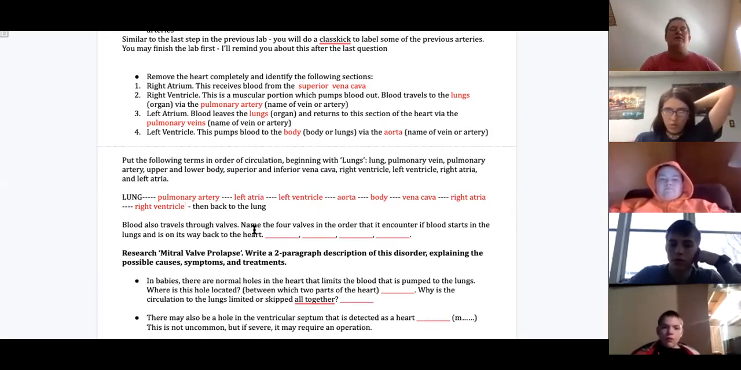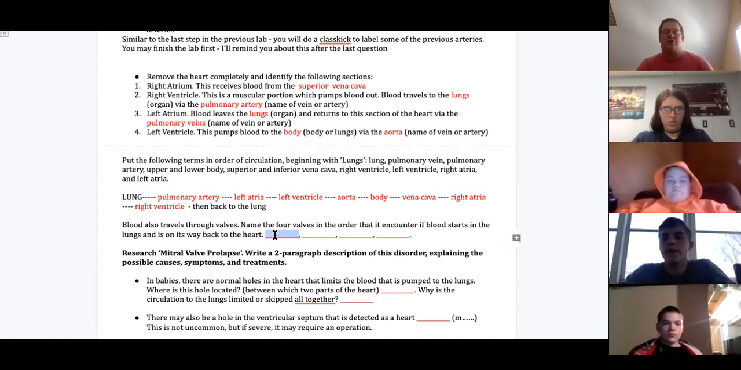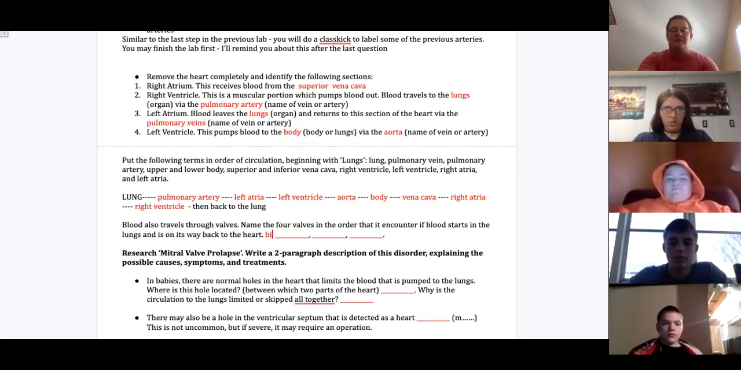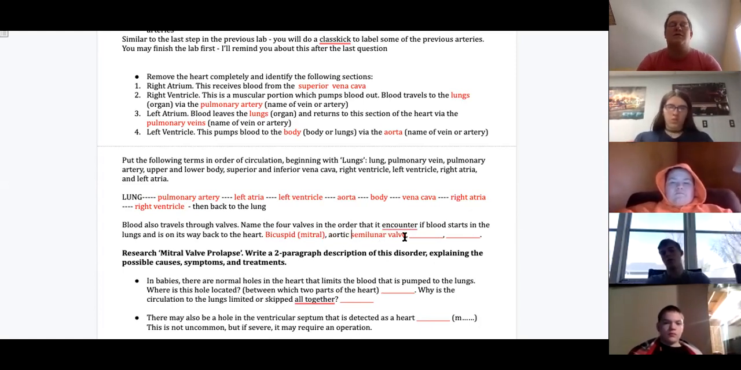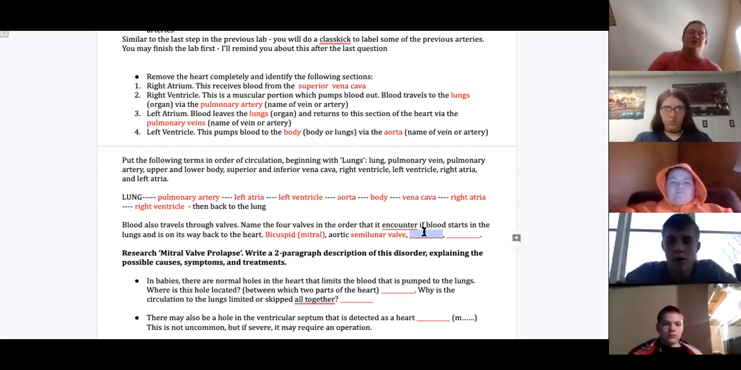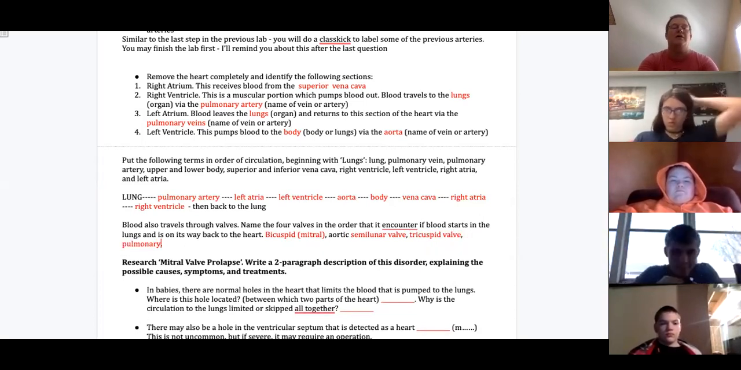Okay, blood also travels through valves. Name the 4 valves in the order that it encounters when blood starts in the lungs and is on its way back to the heart. So as it goes through the valves, the first one is the bicuspid valve, which is actually called the mitral valve. Then it goes through the semilunar valve. Sorry, I should say the aortic semilunar valve. Right, that goes to the body, returns to the vena cavas, goes into the right atria, and then it goes into the tricuspid valve. And then out the pulmonary semilunar valve.